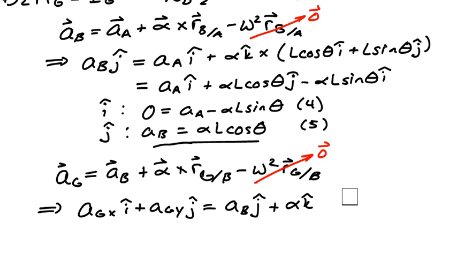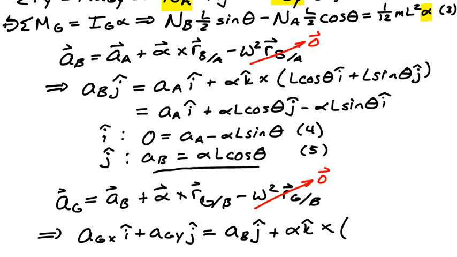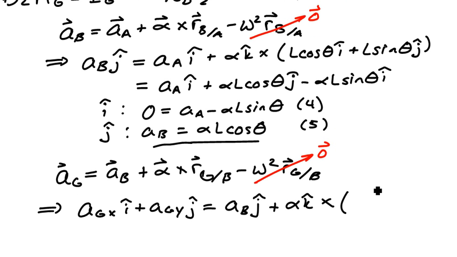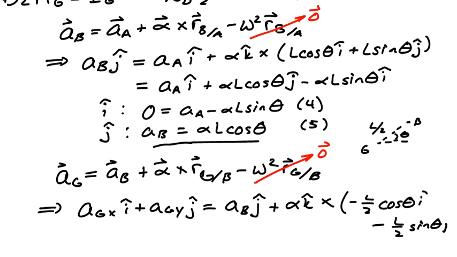R of G with respect to B is going to be, let's look at where G is. G is going to be at our center of mass. B is on our top wall up there. So G with respect to B, let me just sketch this out. Here's L over 2. This is the angle theta. Here's B and here's G. So we need to go minus L over 2 times the cosine of the angle theta in the I, and we need to go minus L over 2 times the sine of the angle theta in the J.